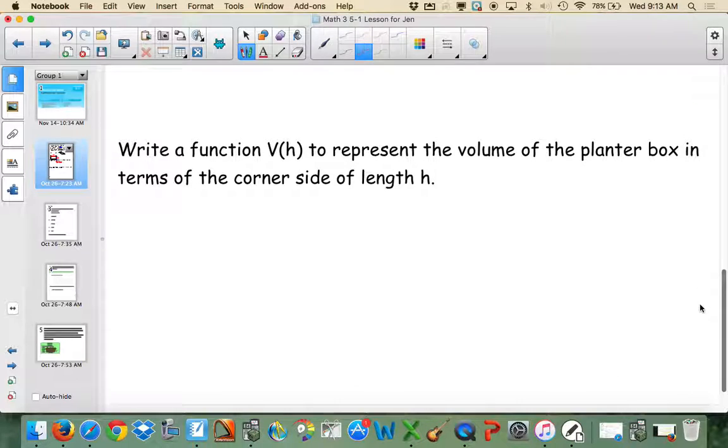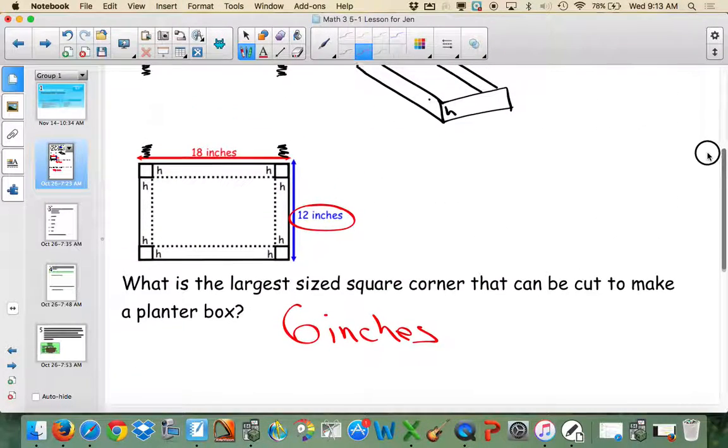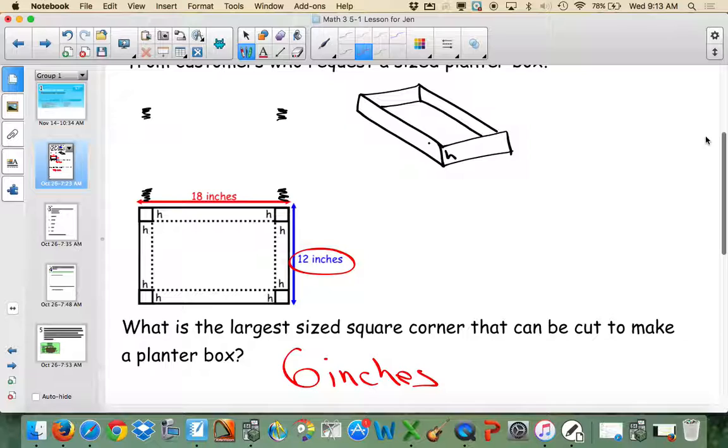All right, so if we had to write a function for the volume to represent this planter box in terms of the corner side h, it's going to be V of h. I can only have a volume function using h's. Well, we know that the volume of a box is going to be length times width times height. Right? Well, in our case, whenever I do problems like this, I always look at these two pictures together and try to figure out what this distance is going to be and what this distance is going to be.